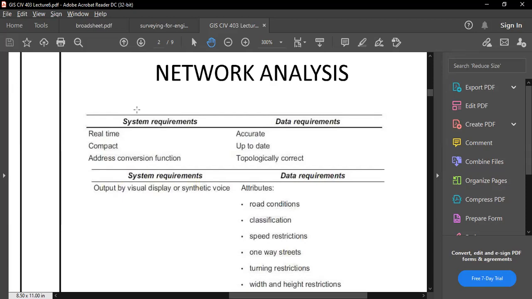I've never asked questions on things like this before. You never know when I'm going to ask a question on that, but it will make sense. Now the system has to be compact. It should have address conversion functions, like getting to know where exactly you are on the network. Here you're talking about a road network typically. It has to be up to date and it has to be accurate, because you can make mistakes.